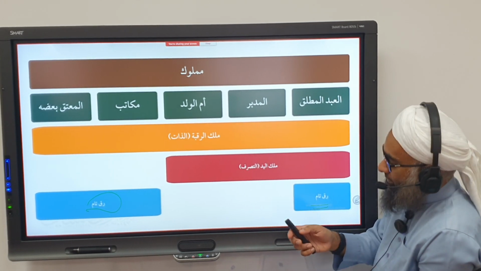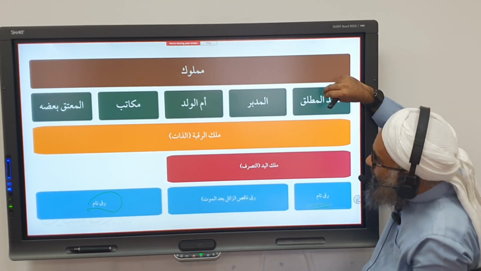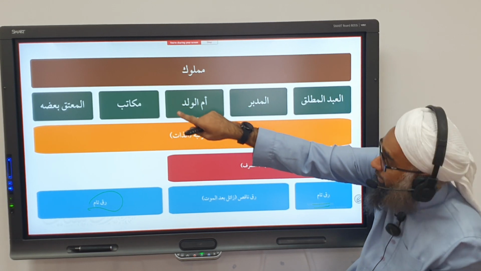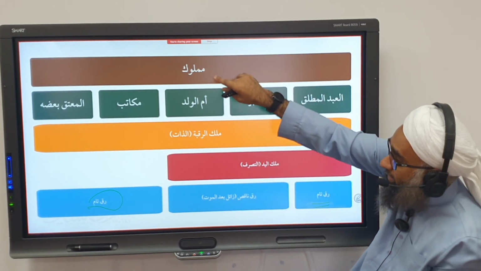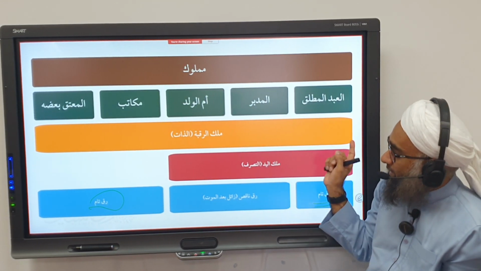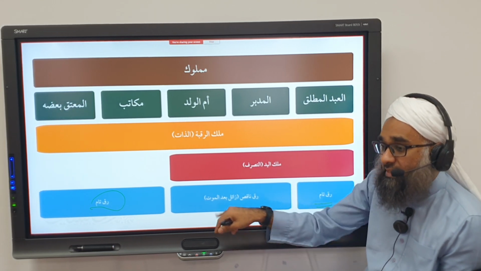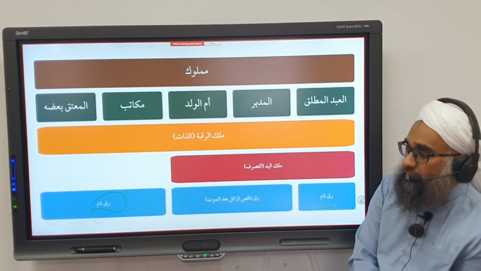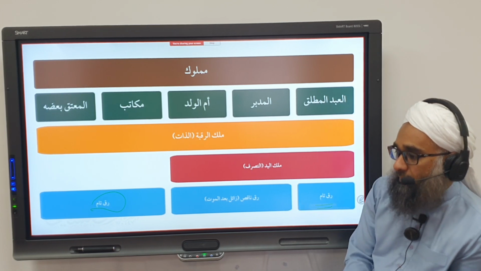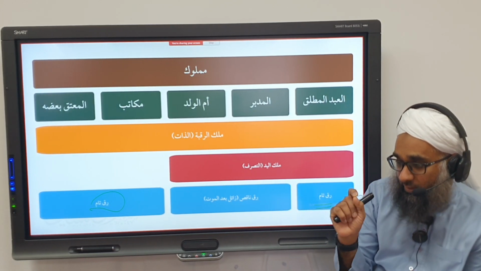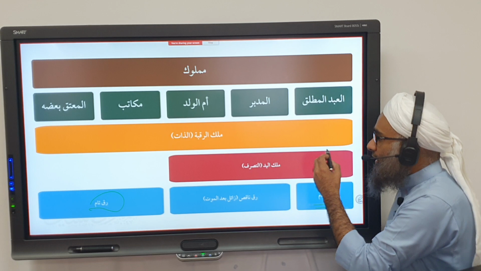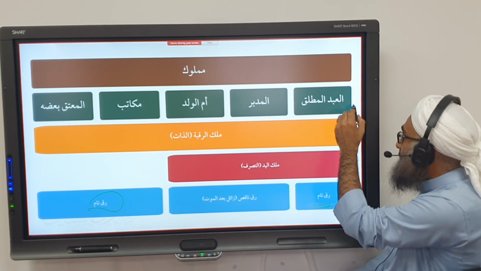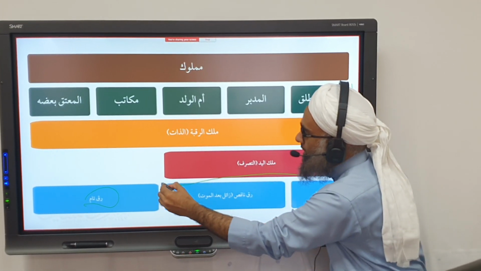Anyways, so what we're saying here is that in the Abd Mutlaq, mukatab and al-mu'taq ba'du, in these two, what happens? The riq is tam, and here the riq is naqis. Now, based on this, what will happen? We say that you can only free somebody. The mamluk is one that has what? You have milk al-raqaba, milk al-yad. So these three are mamluk.